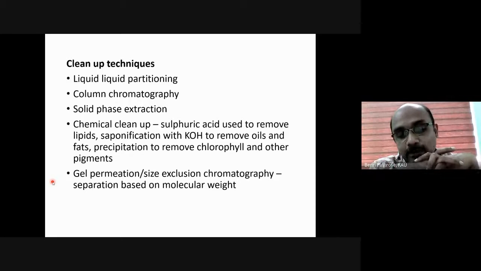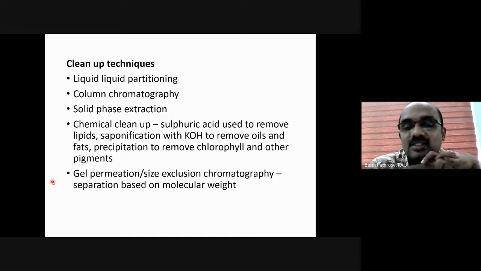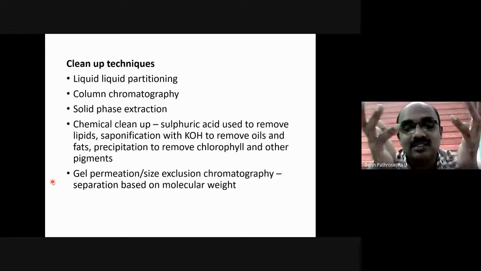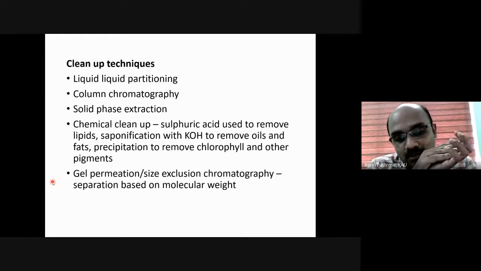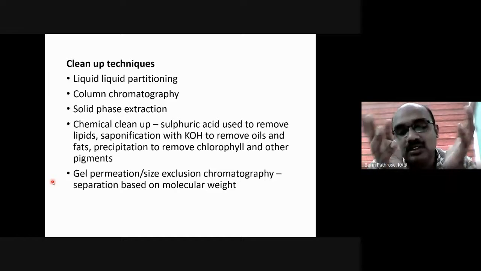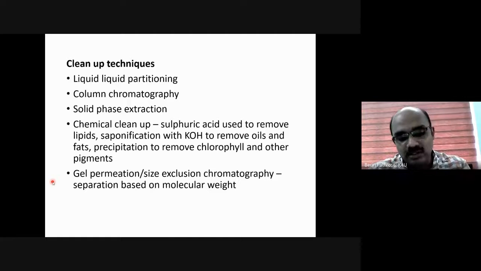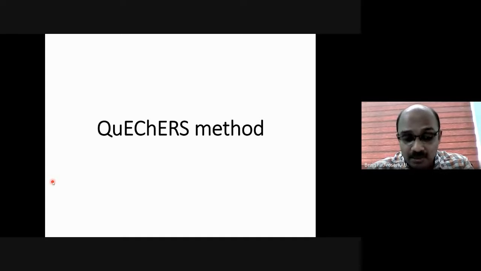And sometimes we may use a chromatographic method called gel permeation or size exclusion chromatography. This is another chromatography where we separate the compounds based on size, based on molecular weight. But size exclusion I have not seen anywhere in the literature, though certain books give it. So, those are the cleanup steps.